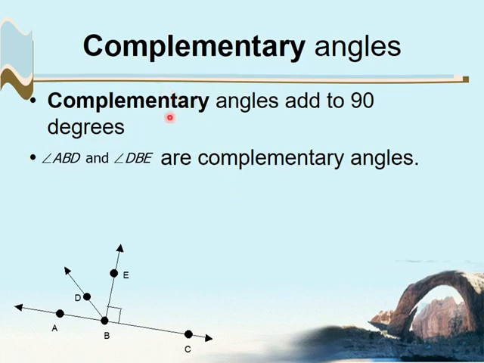Complementary angles. If the sum of two angles is equal to 90 degrees, the angles are called complementary angles. Angle ABD and angle DBE are called complementary angles.